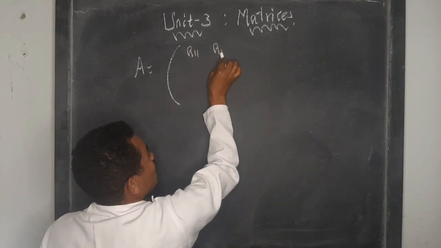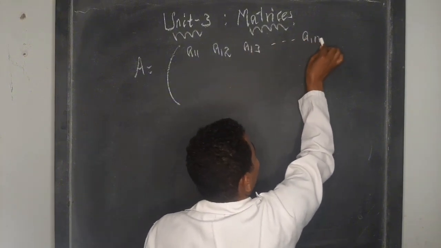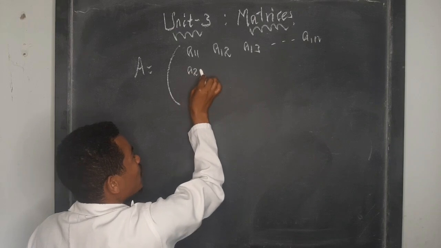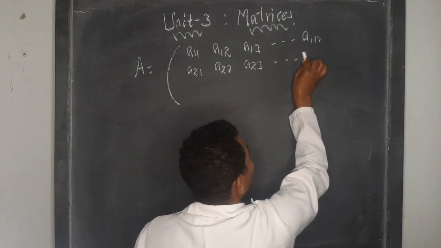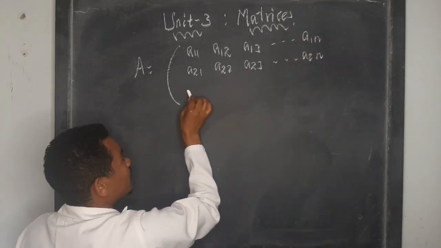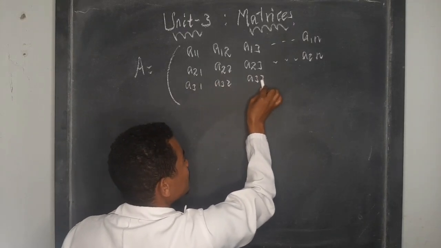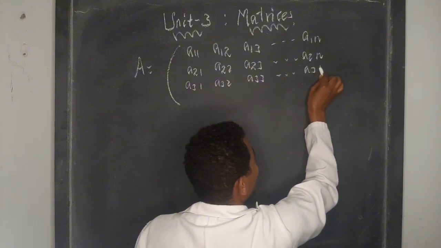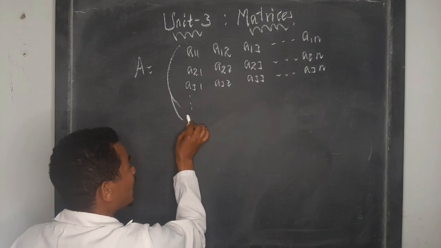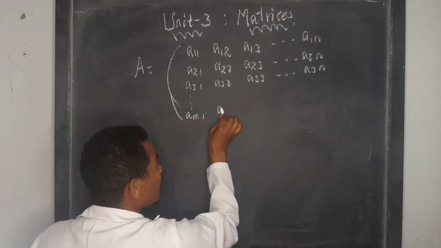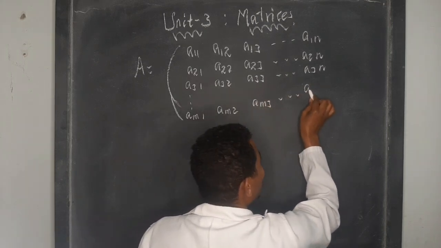A11, A12, A13, like this, up to A1n; A21, A22, A23, up to A2n; A31, A32, A33, up to A3n. Just እንደዚህ ይቀጥልና let's say እንደዚህ ዳውንም AM1, AM2, AM3, like this, up to AMN.